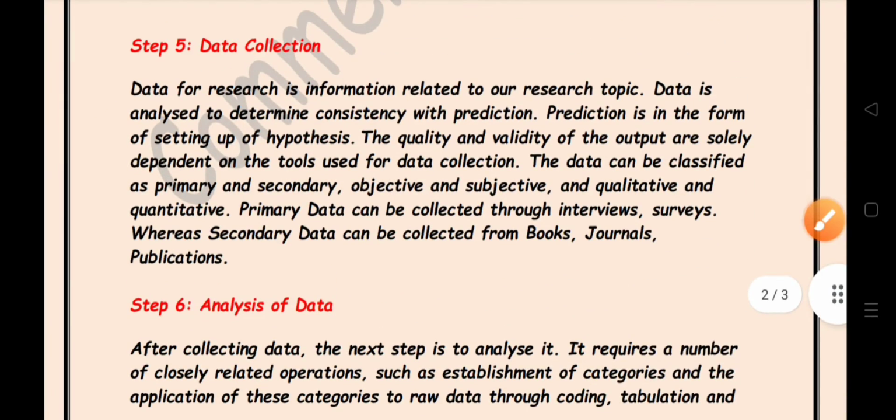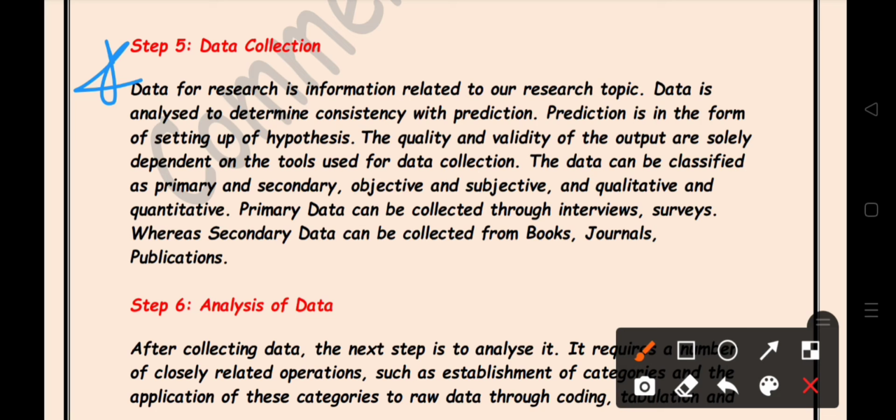Then next, step number 5 is data collection. The data for research is the information related to our topic. Okay, so basically data is the information which we are going to collect in our actual field survey, in our examination, that is called data. Data is analyzed to determine the consistency and the prediction.